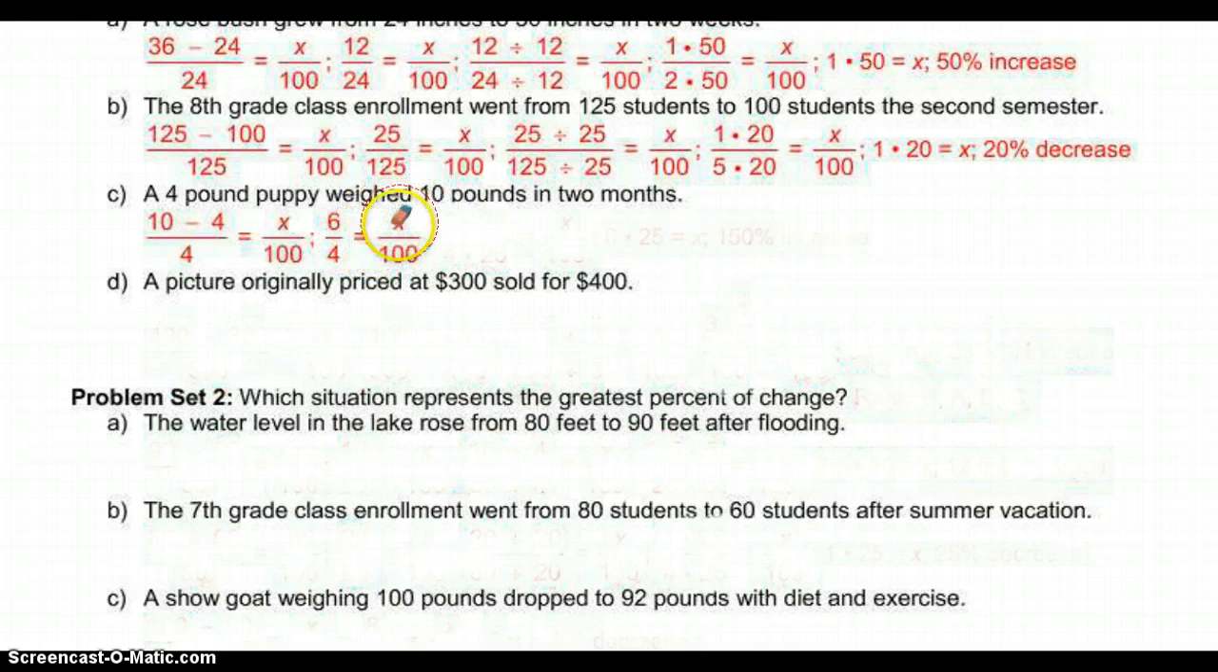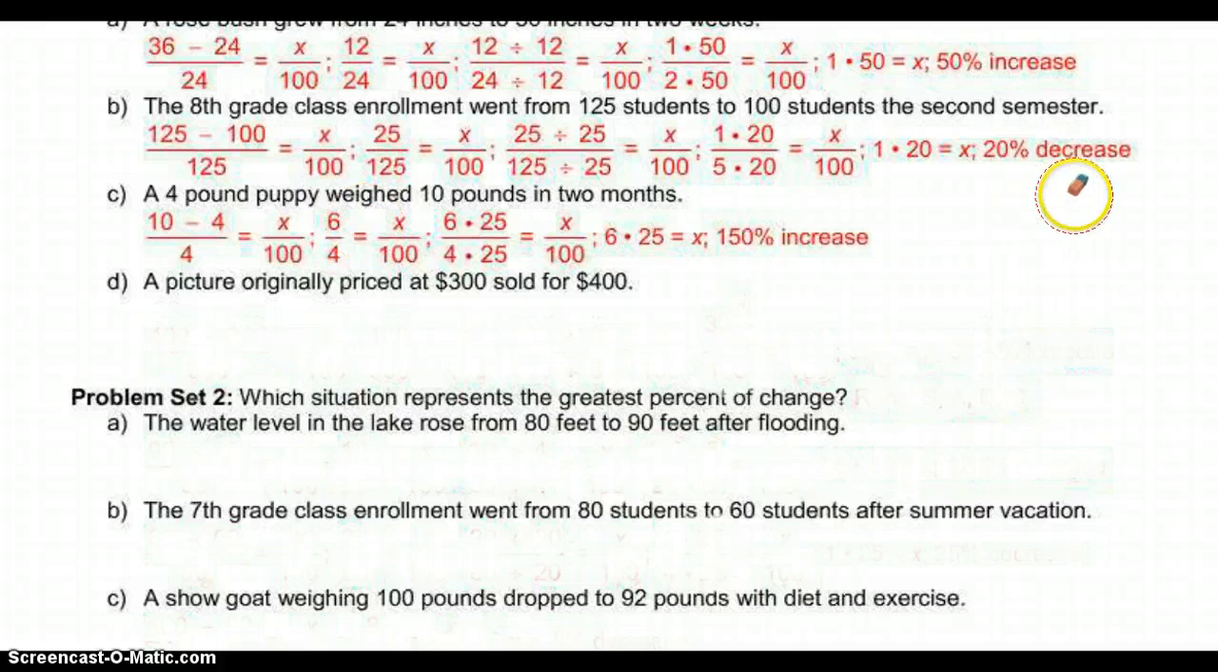Now, we can reduce, or we can look at this and see that some number times 4 will give us 100. So let's go ahead and find a scale factor here, which is 25. So if we multiply 4 times 25 and 6 times 25, we will get an astounding 150% increase. We could pretty much look at that with 6 over 4 and see, oh my goodness, that is an improper fraction. So we know that we're going to have at least 100%. So here you have a 150% increase.